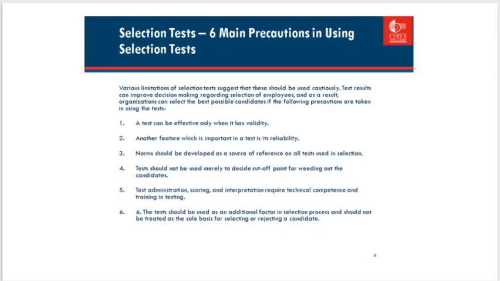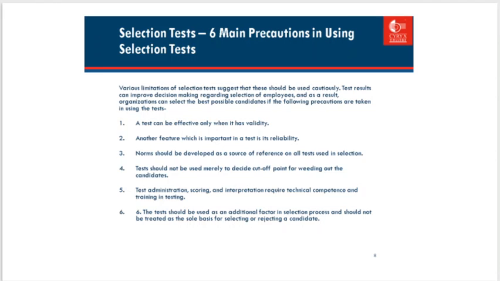First, a test can be effective only when it has validity. The validity of a test is the degree to which it measures what it intends to measure. Thus, a valid test is one which accurately predicts the criteria of job success. In the absence of validity of a test, it may give wrong results and the persons selected on its basis may be even inferior to those who have been rejected.